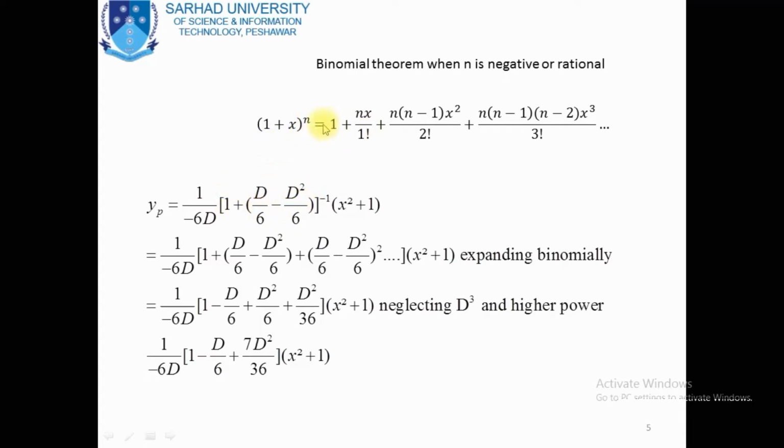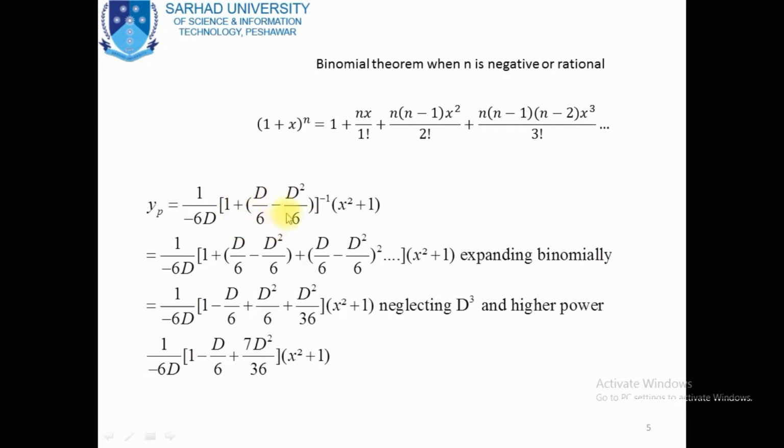So the binomial theorem, when the power n is negative or rational, says that 1 plus x to the power n can be written as 1 plus nx divided by 1 factorial, plus n into n minus 1 into x square divided by 2 factorial, plus n into n minus 1 into n minus 2 into x cube divided by 3 factorial, and so on. This is the binomial expansion when the power n is negative or rational. Now we have a negative power, minus 1.